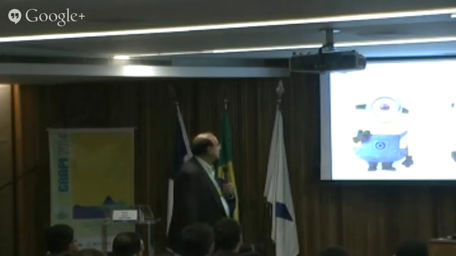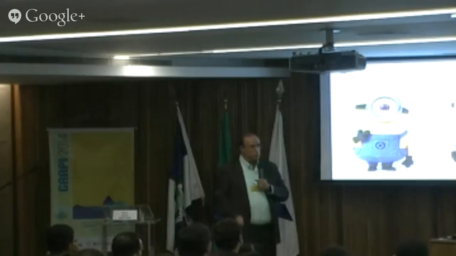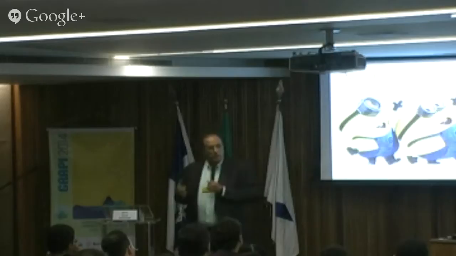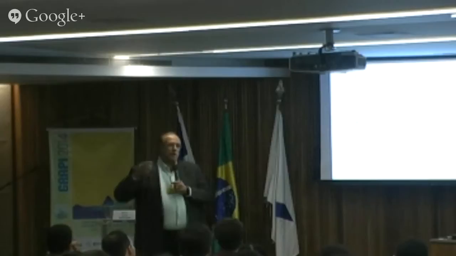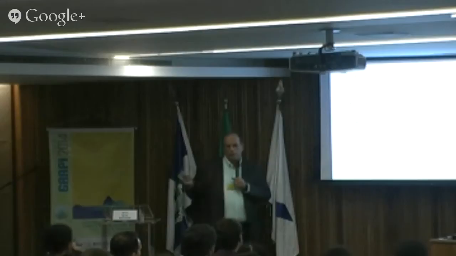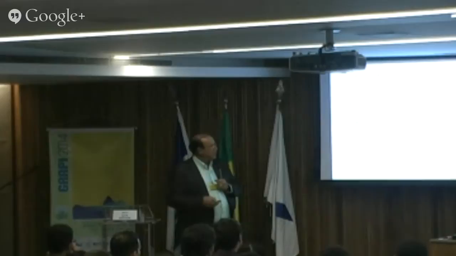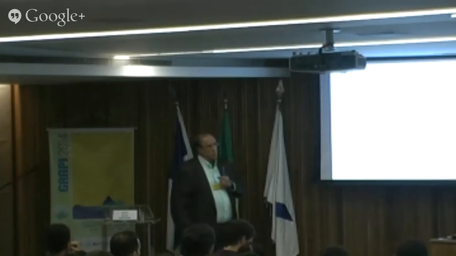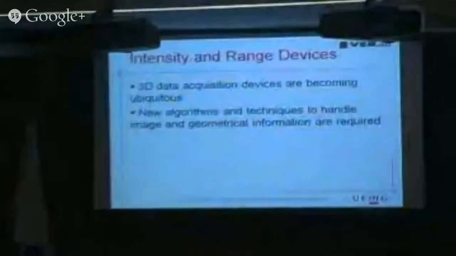With the technological breakthroughs and, of course, several new algorithms, we have new devices. These new devices that are becoming available now make it easier for you and for me to deal with real-world three-dimensional information. But nothing is that easy, as you expect. Even though they're becoming ubiquitous, you find them everywhere. You can buy a Kinect, whatever, you name it, for a couple of hundred dollars. New algorithms and new techniques are necessary to actually handle the information that these devices are putting out.